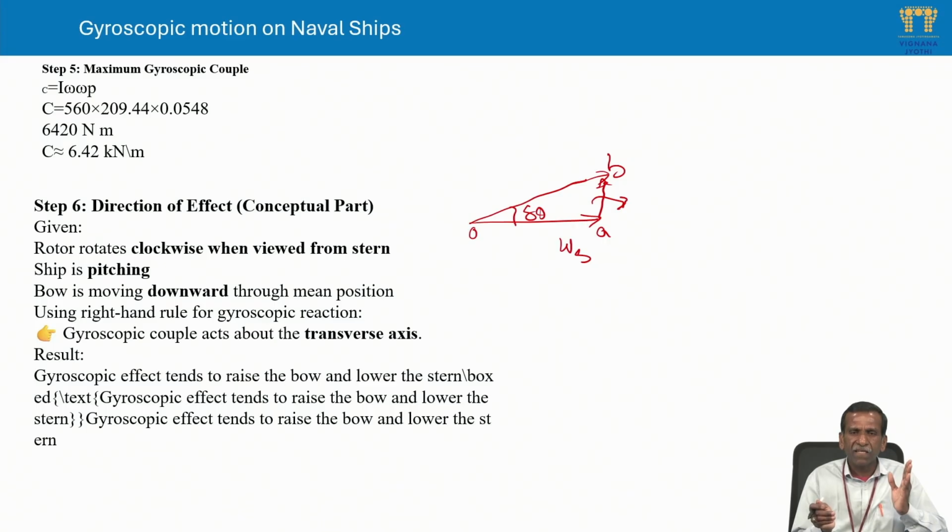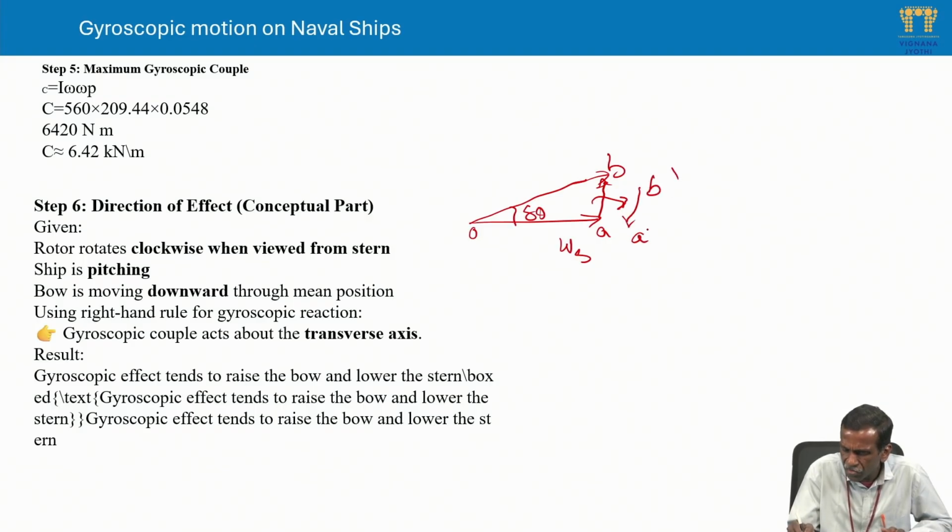But the gyroscopic reaction, if you take the reaction, what happens? Because of this effect, gyroscopic reaction means opposite, that is B to A, let us say B dash to A dash. What is going to happen? The bow is moving up and the stern is moving down. This is the reaction, so that the ship maintains a horizontal position, that is stability. With this I am concluding the gyroscopic effect on naval ships.